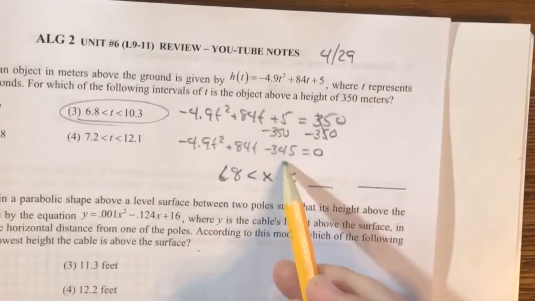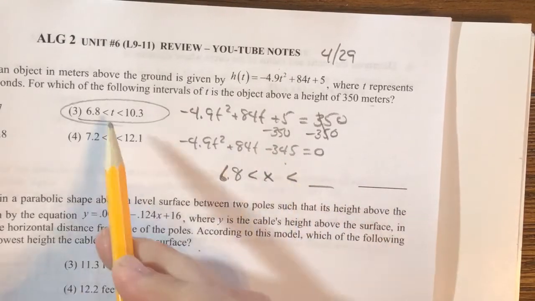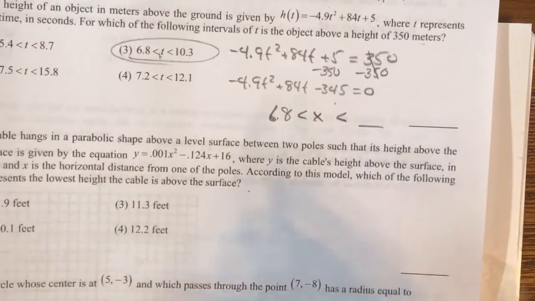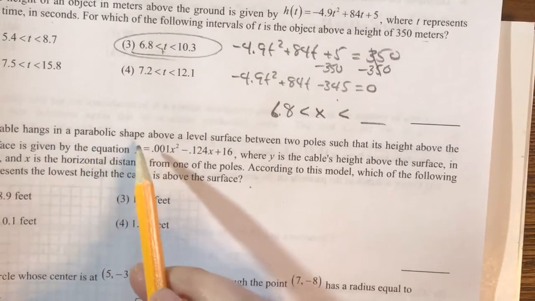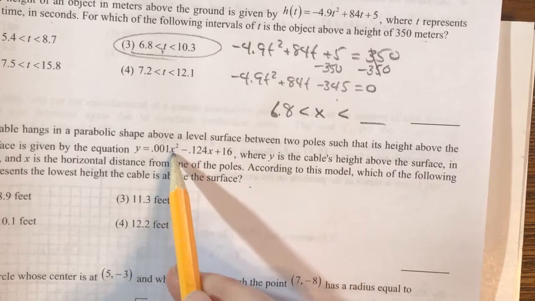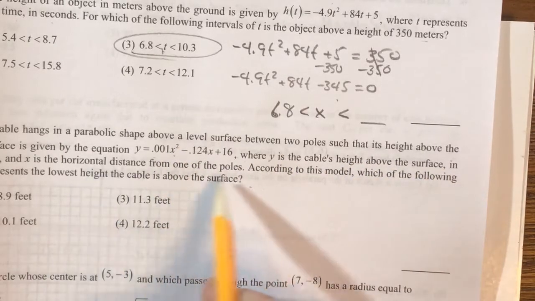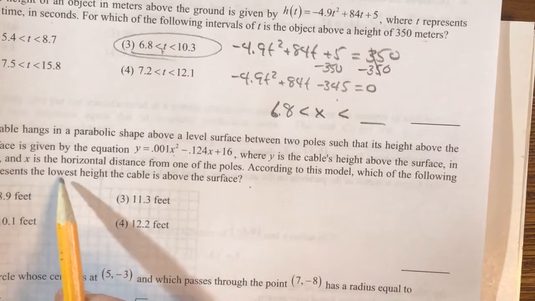The other choice is to take this and pull out the quadratic formula, which would take me a lot of time, and I don't feel like working that hard. So doing it on my calculator is the easy way of going. A cable hangs in a parabolic shape. It's given by this equation. So it's another parabola. It's the cable's height. According to the model, which of the following represents the lowest height?